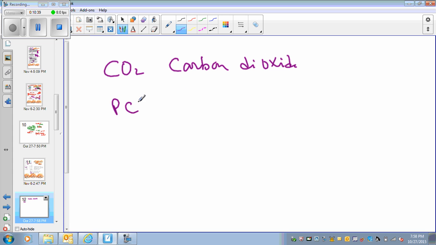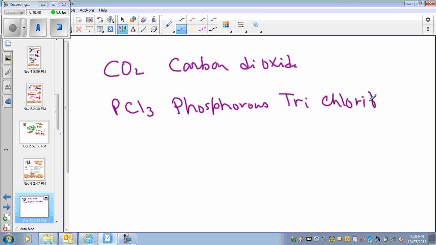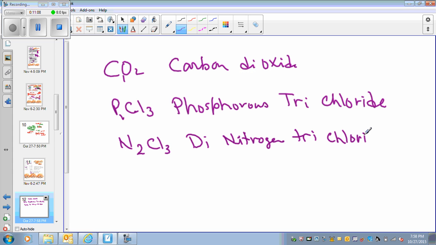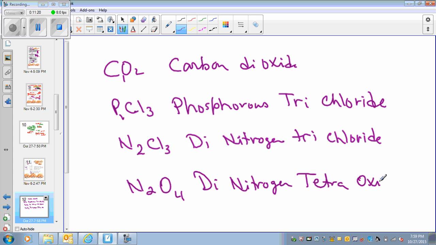Okay, so let's do some practice. If it is PCl3, I will say phosphorus trichloride. I'm not using mono for the first element. But if the first element is more than one, so let's say if it is N2Cl3, I will say dinitrogen trichloride. And also I mentioned that we don't simplify the formulas. So it will be dinitrogen tetroxide. We do not simplify the ratios here, just like we do in ionic compounds.